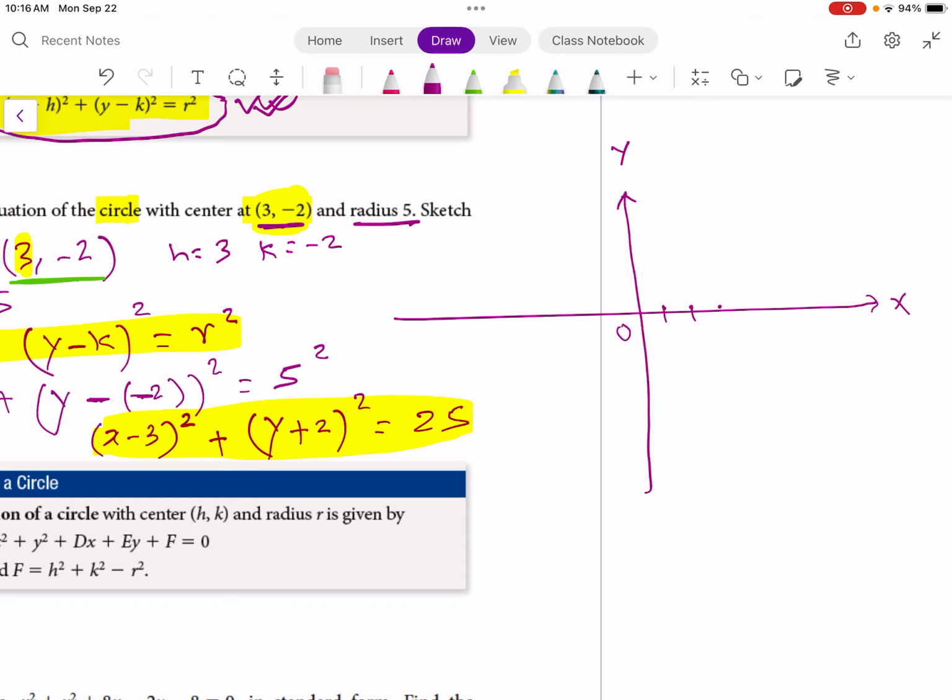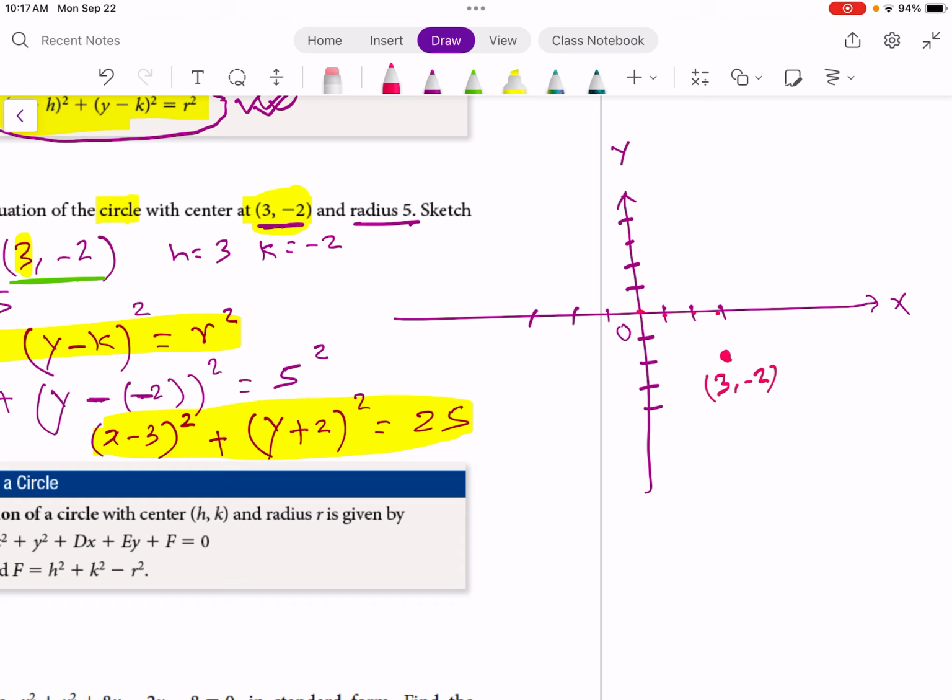So 1, 2, 3, -1, -2, right? So -1, -2, -3, 1, 2, 3, 4. Okay, so where is (3, -2)? So we go 3 on the right from origin, 1 2 3, and 2 units down. So this is our center. Okay, so this is (3, -2), and our radius is 5.